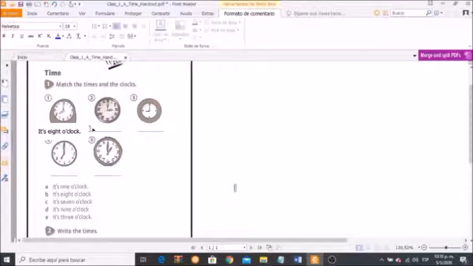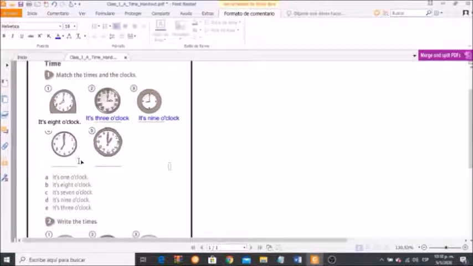What about picture number 2? It's... Very good, it's 3 o'clock. So, letter E. Very good. What about clock number 3? What time is it? Pay attention to the hour hand. Where is it pointing at? Very good. It's 9 o'clock. Clock number 4. Again, look at the picture. What time is it? It's very good. It's 7 o'clock.